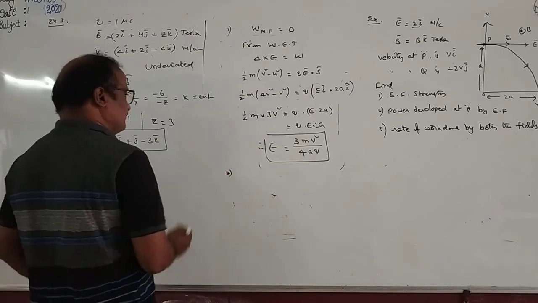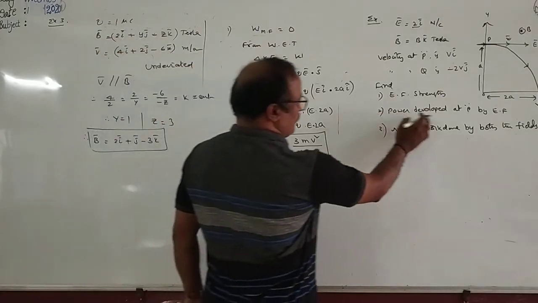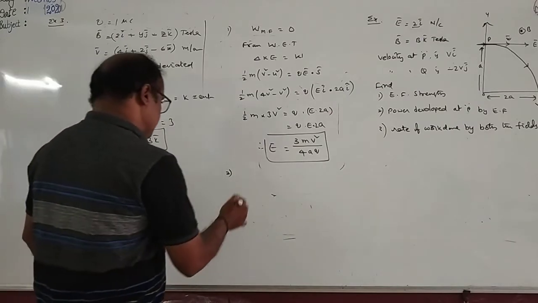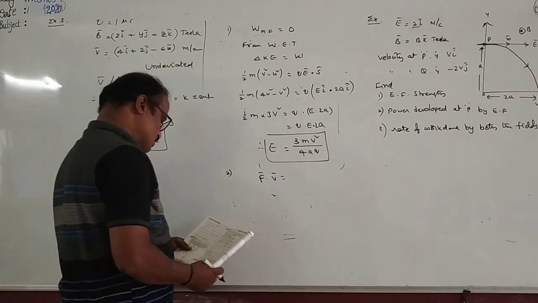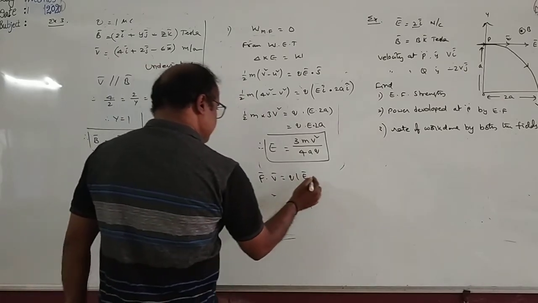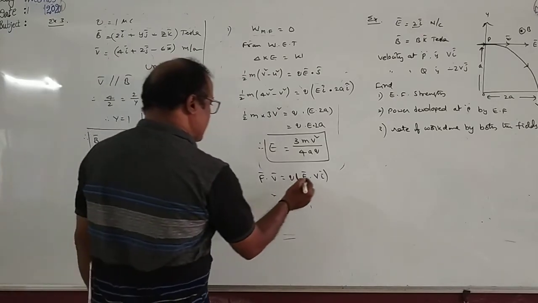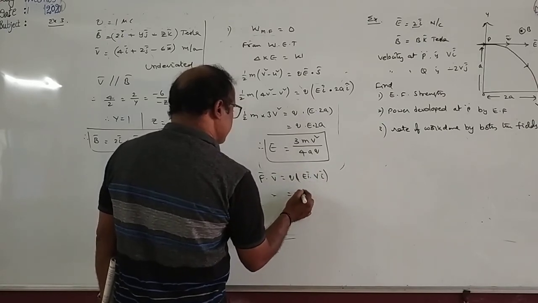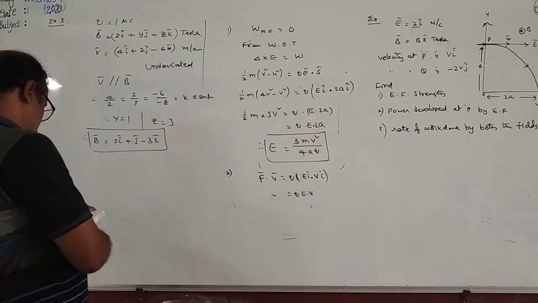And second one, power developed by the electric field. Power is nothing but rate of work done. The rate of work done is also equal to F bar dot V bar. F bar is equal to q into E bar, dot V along the y bar. Capital E is along the x-axis, E into i cap. So q into i bar dot j bar, that is E into V, q into E into V.